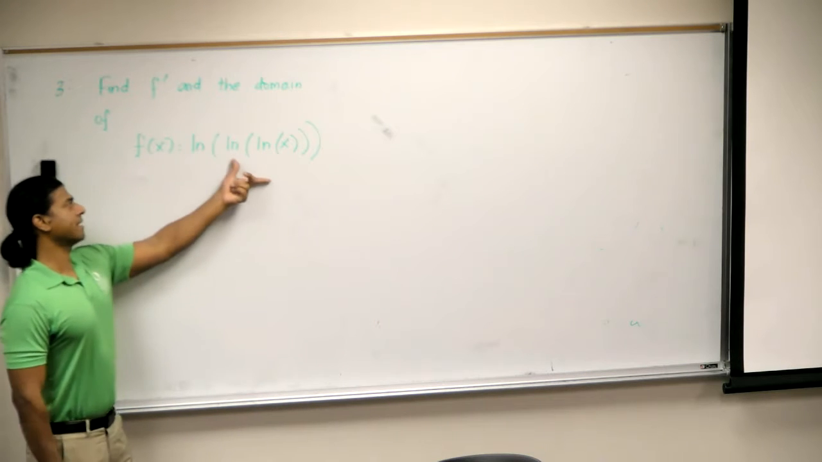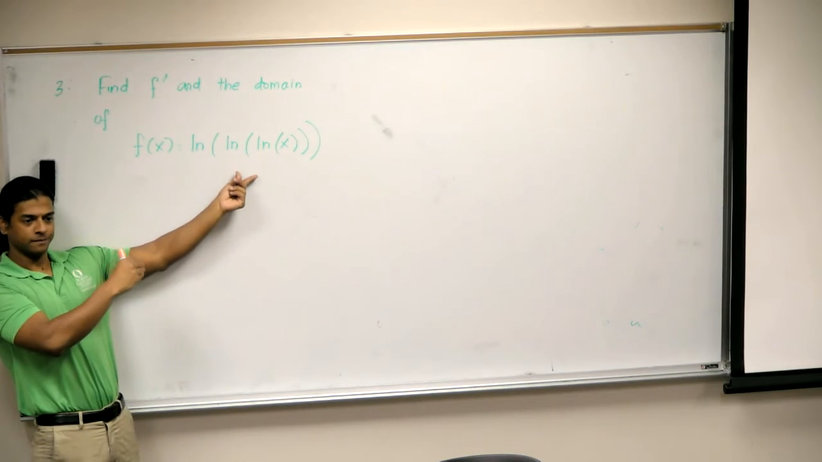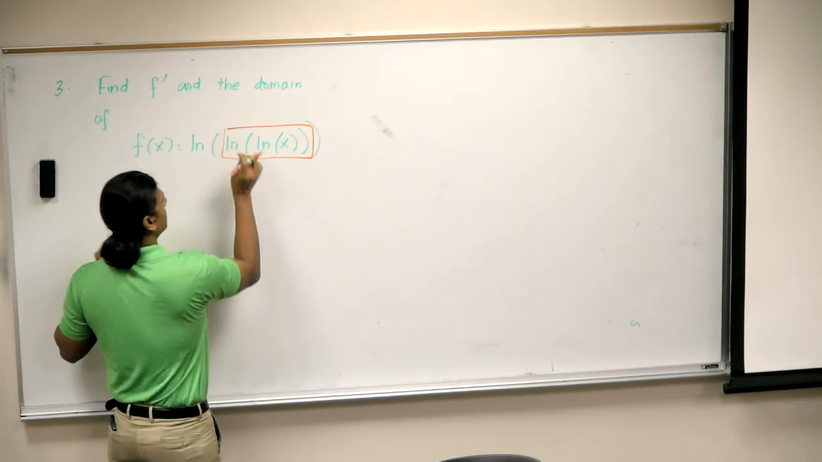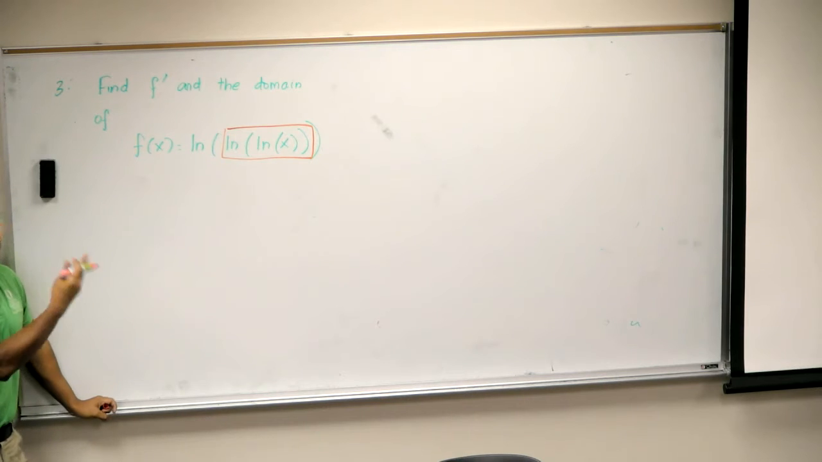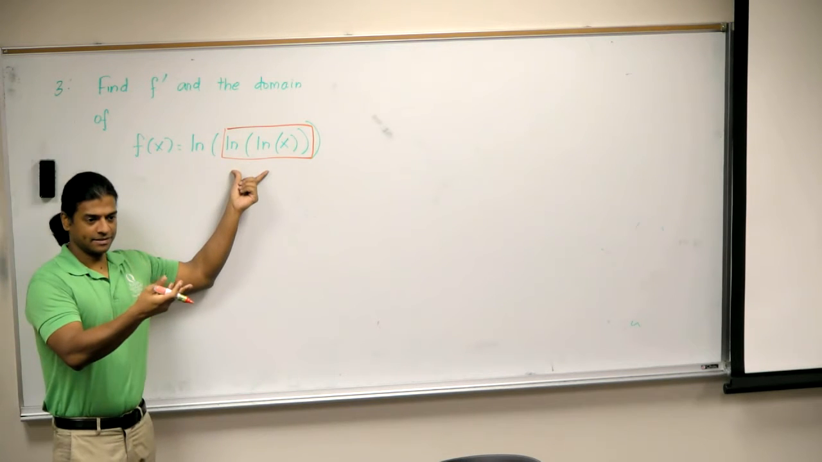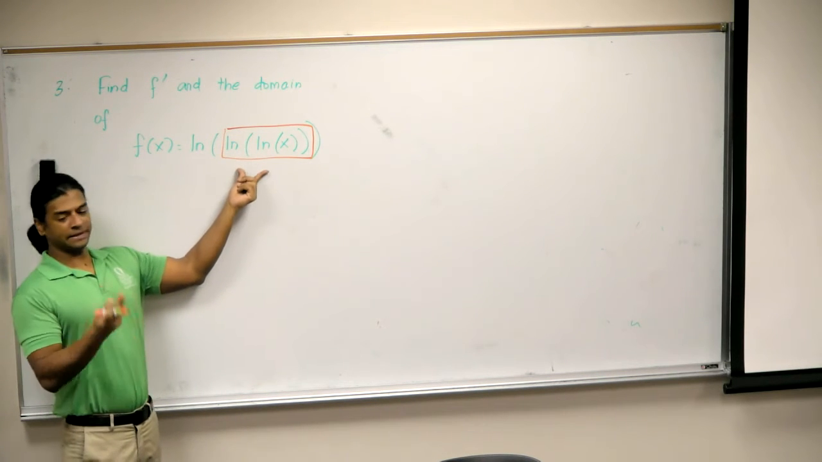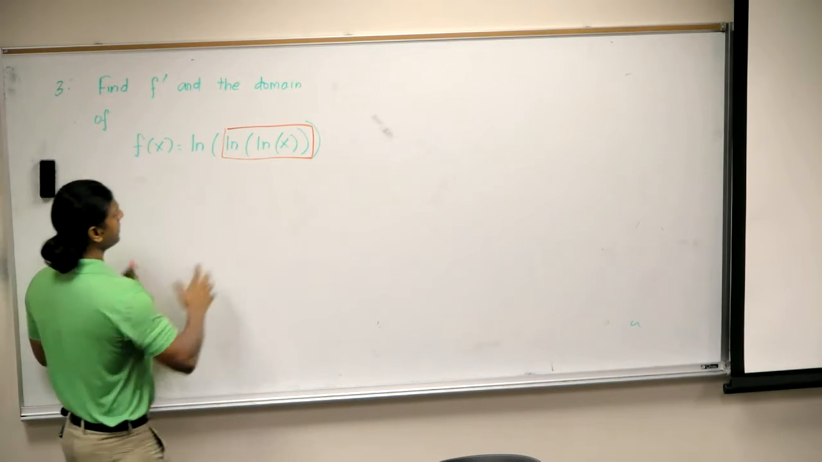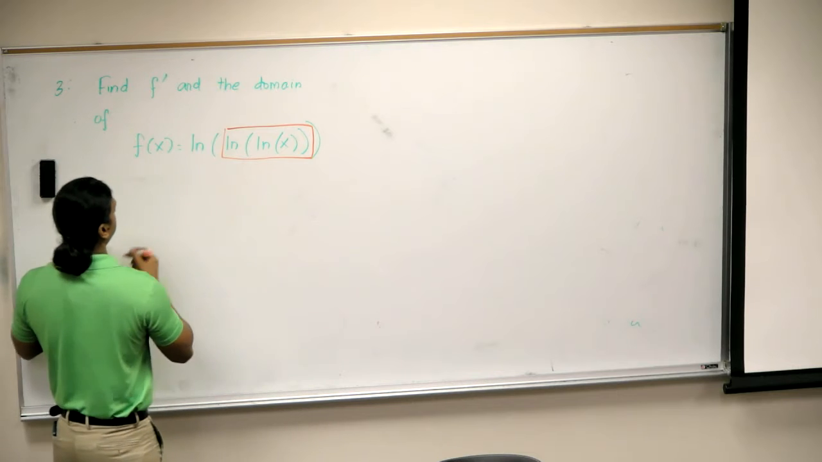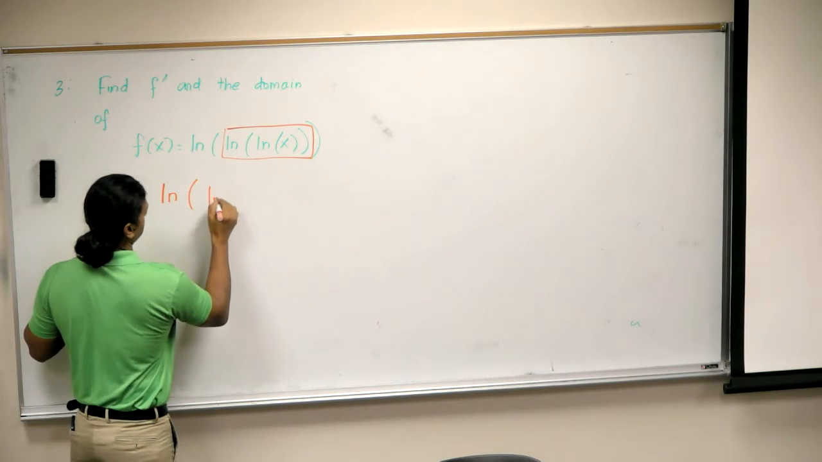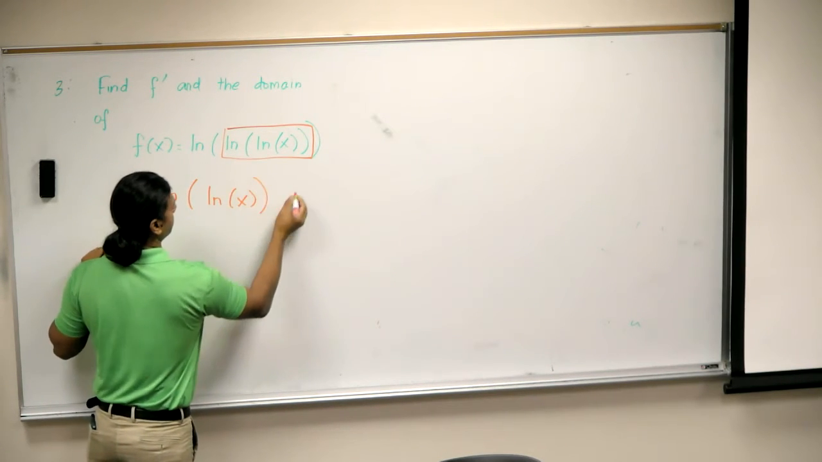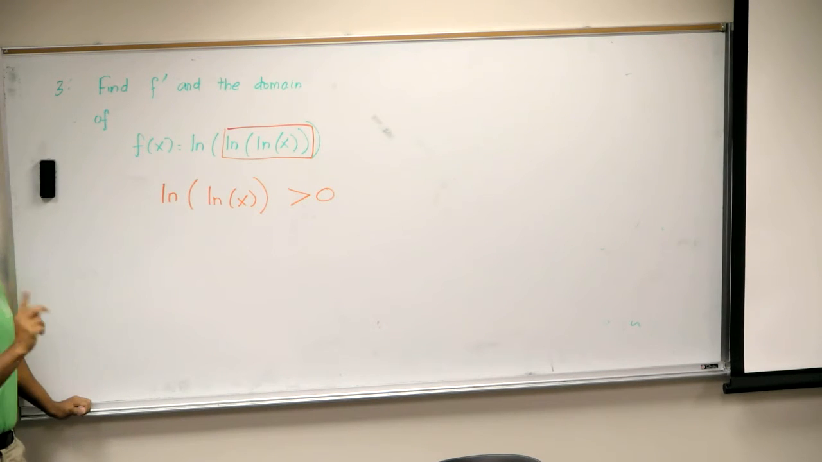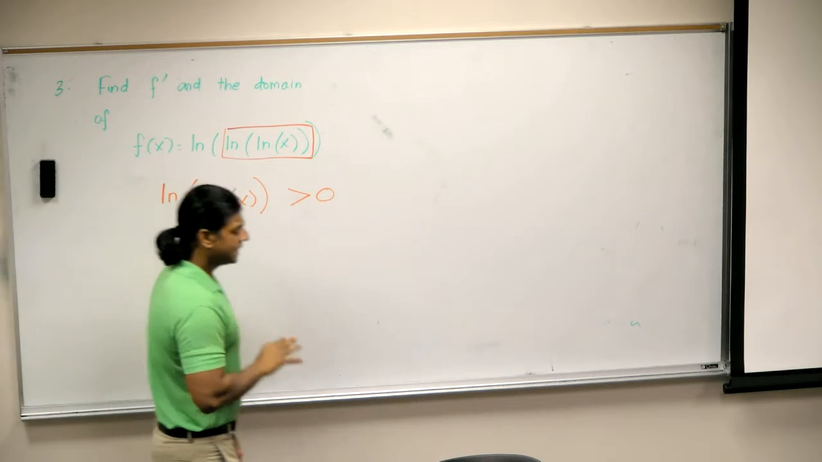So we've got to start from the outside function. That number, whatever value you get, that has to exist, right? If this number doesn't exist, that's not going to work. So we want to make sure that whatever we have inside has to be strictly bigger than 0. Do you agree?